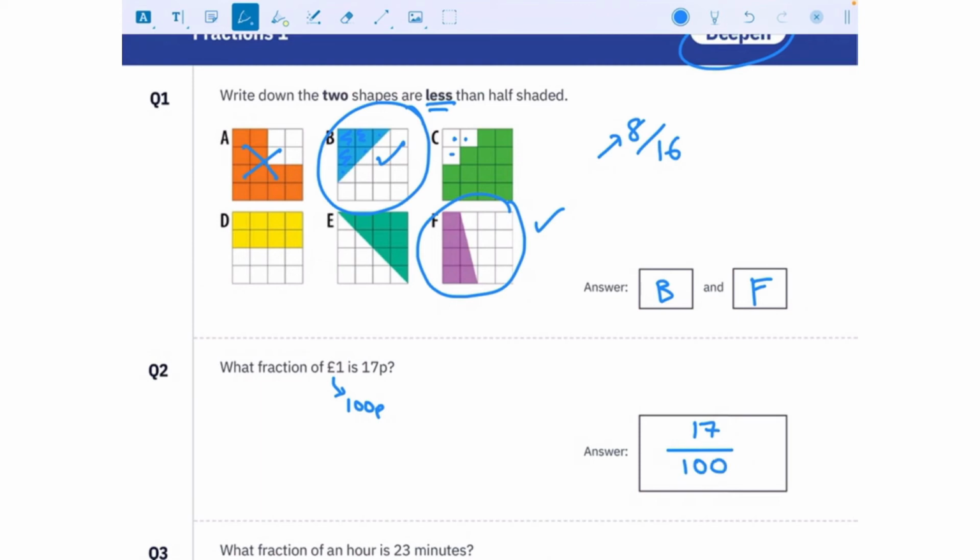It helps to have them in the same unit. So rather than having pounds and pennies, we've just got 17 pence out of 100 pence.